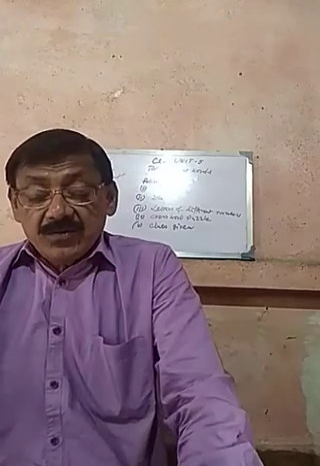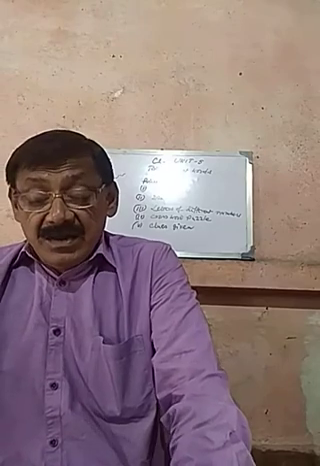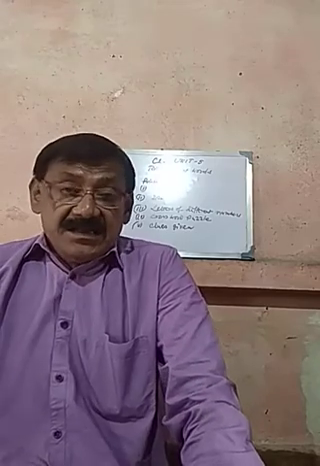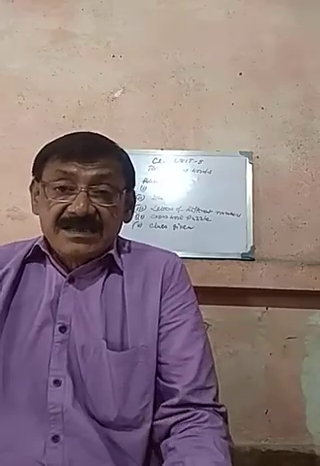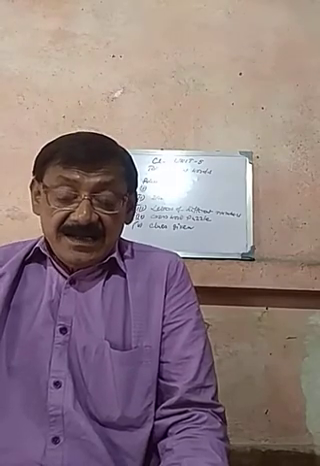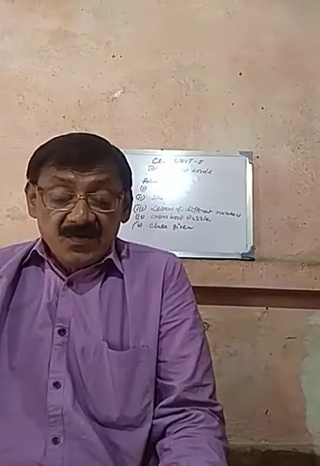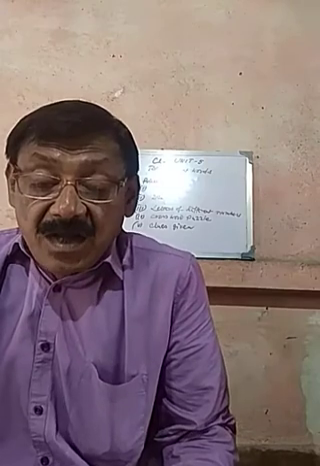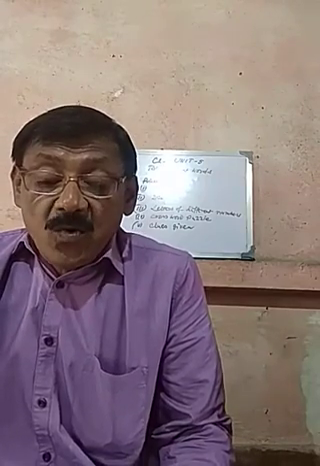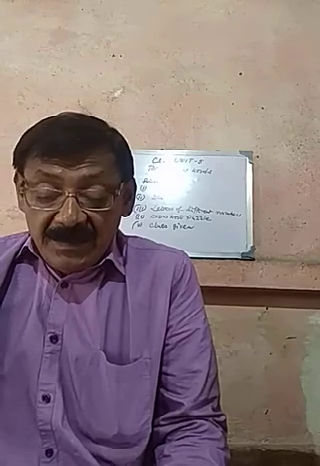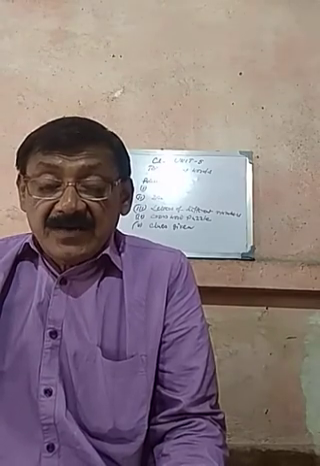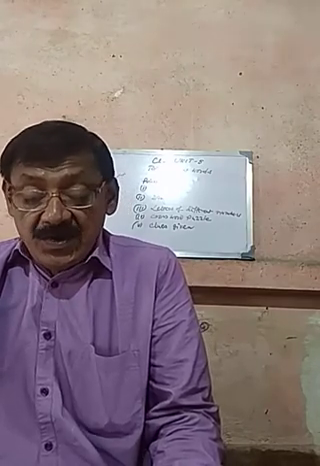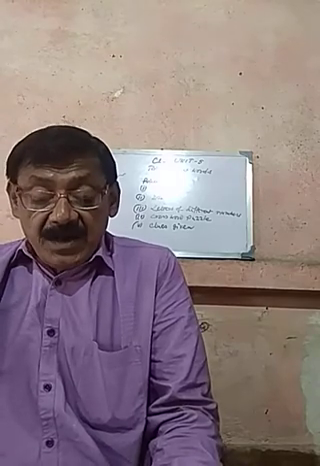And now come to down. Serial number 1 of down: the unit that heat is measured in. Here how many letters are there? Look at the answer first. The answer is joule. There are 5 letters: 1, 2, 3, 4, 5. The unit that heat is measured in, joule. And next one, serial number 4 of down.